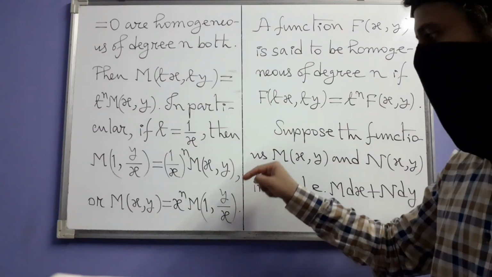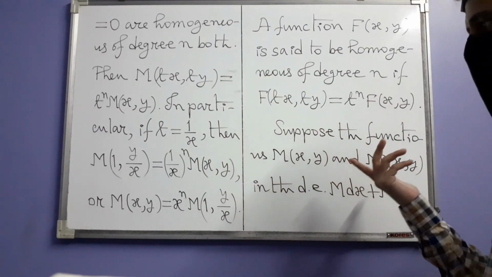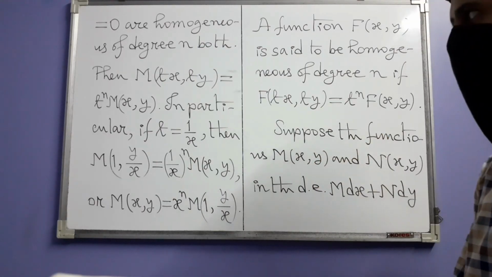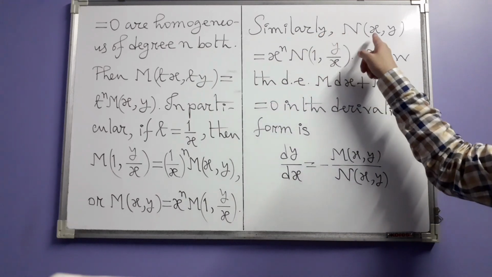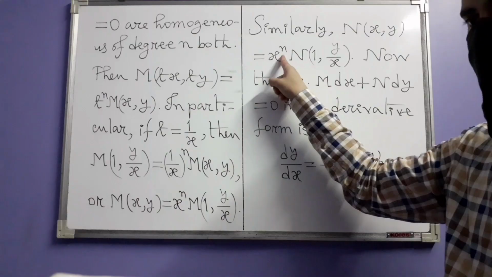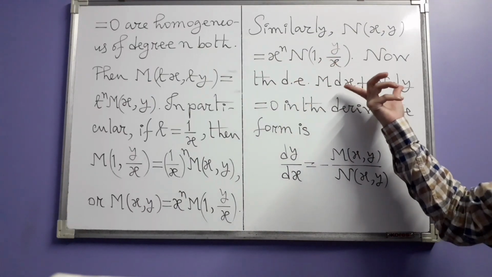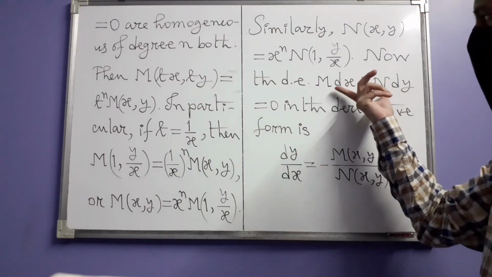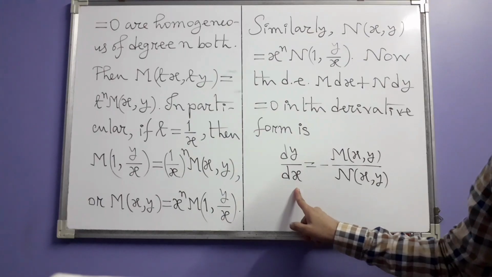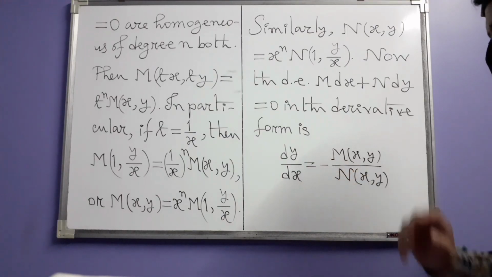You can carry out similar steps for the function n also, because n is also homogeneous of that same degree n. So similarly, just like this one, we have n of x comma y equals x to the power n times n of 1 comma y divided by x. Now we go back to our original differential equation, which is in differential form, and we turn it into derivative form. In derivative form it looks like this: dy dx equals minus m divided by n.